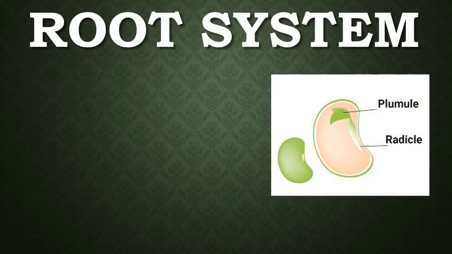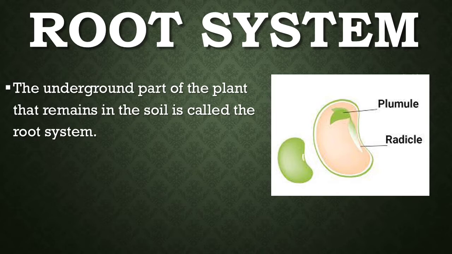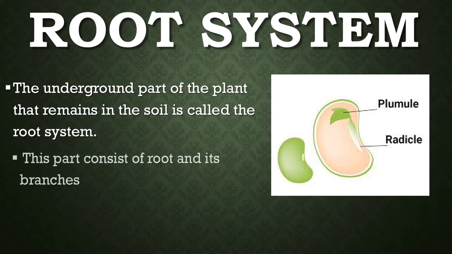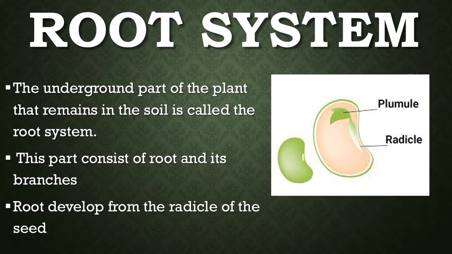Root system. The underground part of the plant that remains in the soil is called the root system. This part consists of root and its branches. Roots develop from the radicle of the seed.